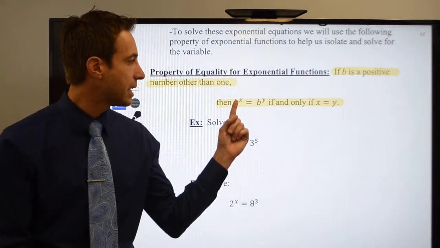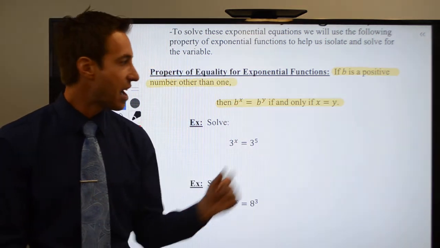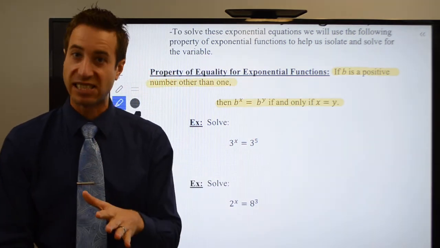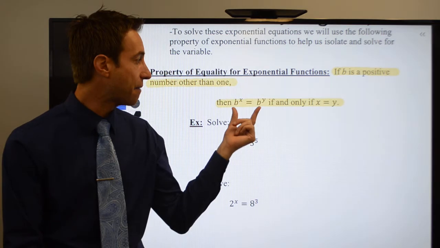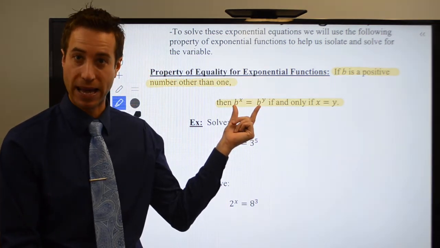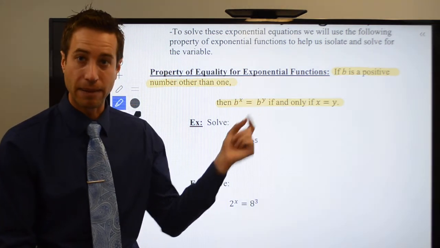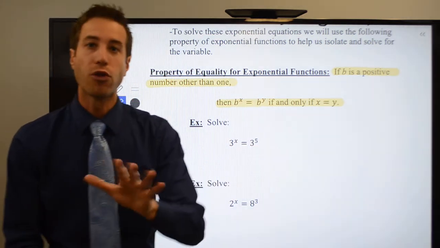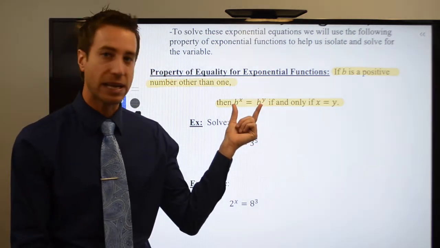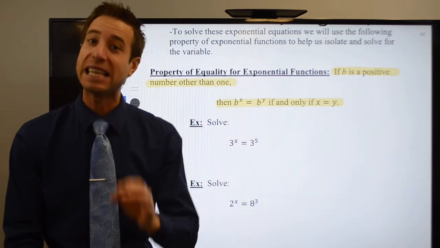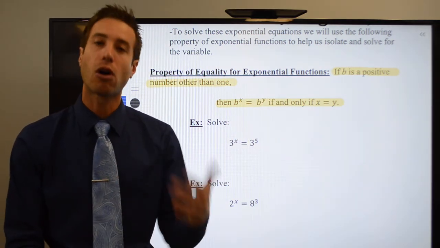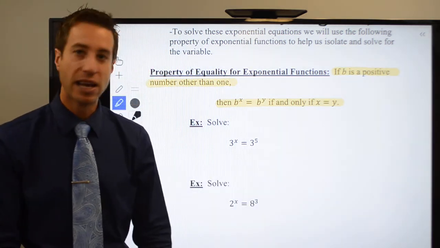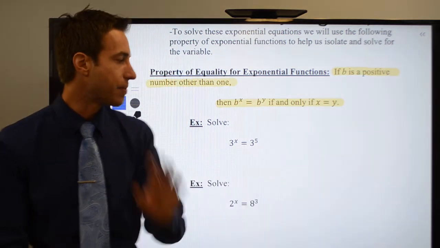If I have b raised to the x power, and it's equal to b raised to the y power, here's what this is saying. I have the exact same base, b and b, but they're raised to the x and the y power. Well, the only way that these can be equal to each other is if the powers are also equal to each other. And that's exactly what it's saying here: if x is equal to y. Let me show you.